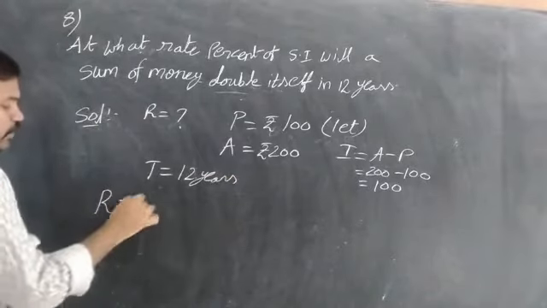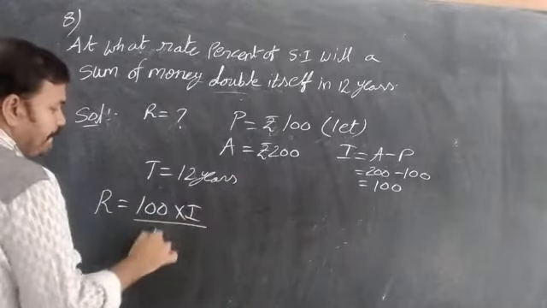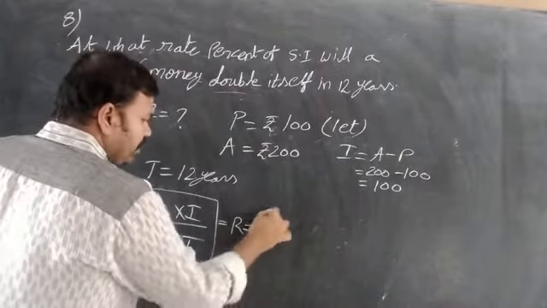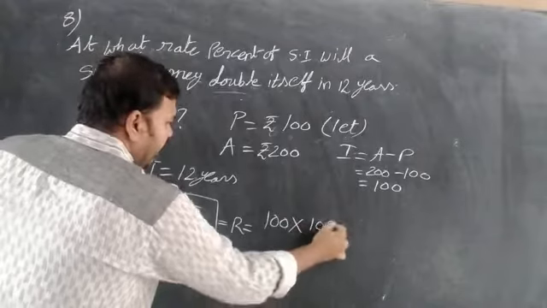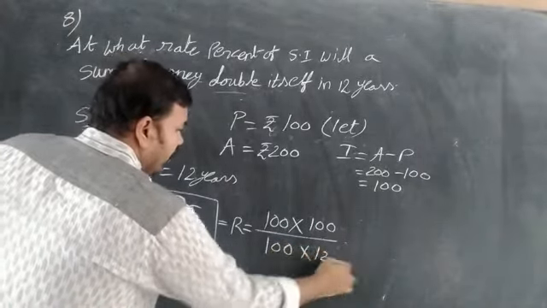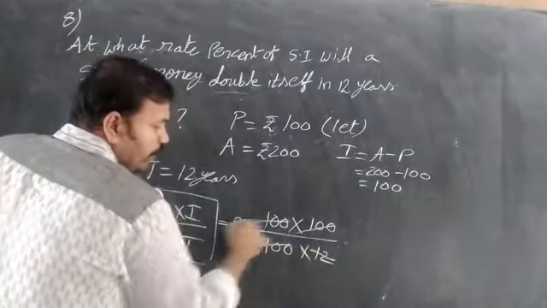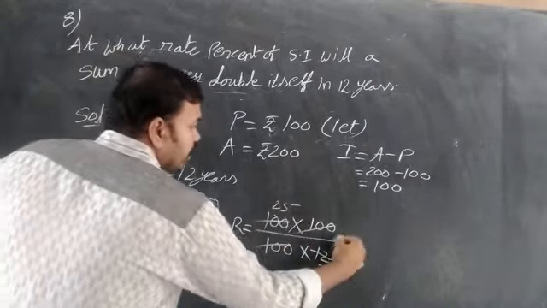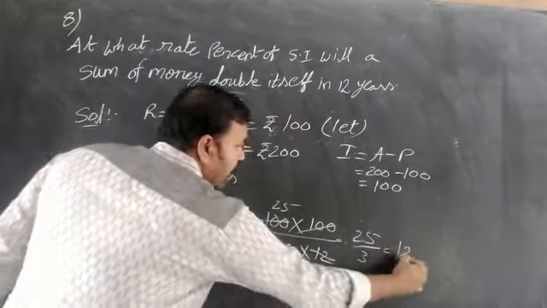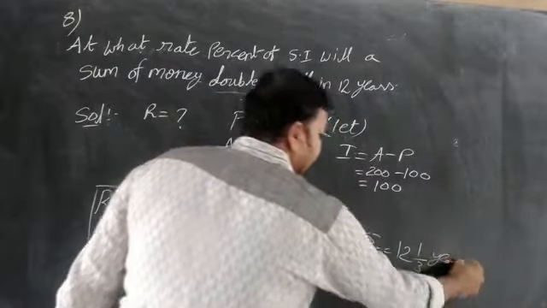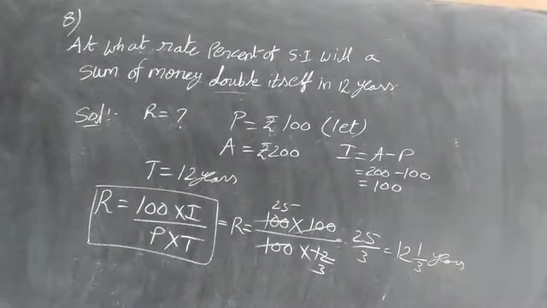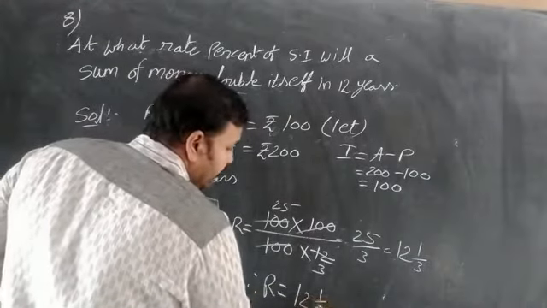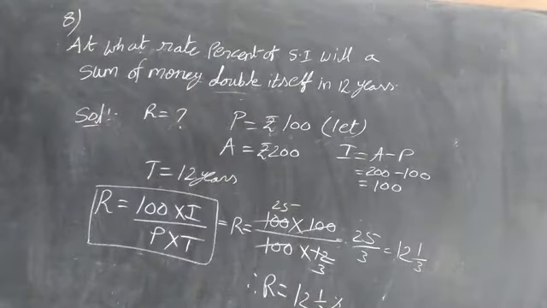Formula: R is equal to 100 into I by P into T. Substitute in the formula. R is equal to 100 into 100 by 100 into 12. 100 cancellation to 12 and 100. Using the 4 table 3 times. This is 25 times. 25 by 3, 8 1 by 3 years. Therefore, rate is equal to 8 1 by 3 percentage.